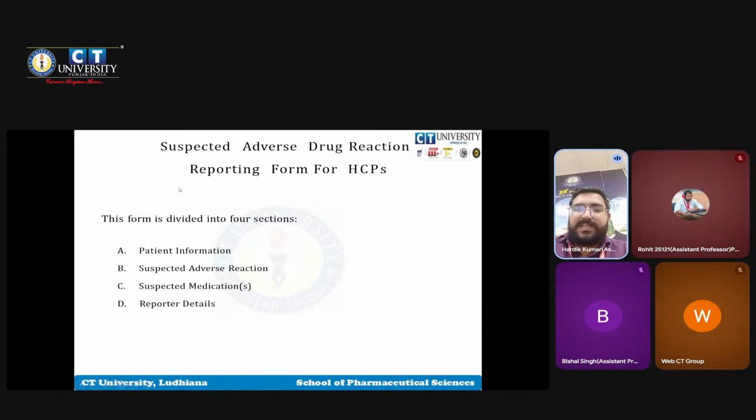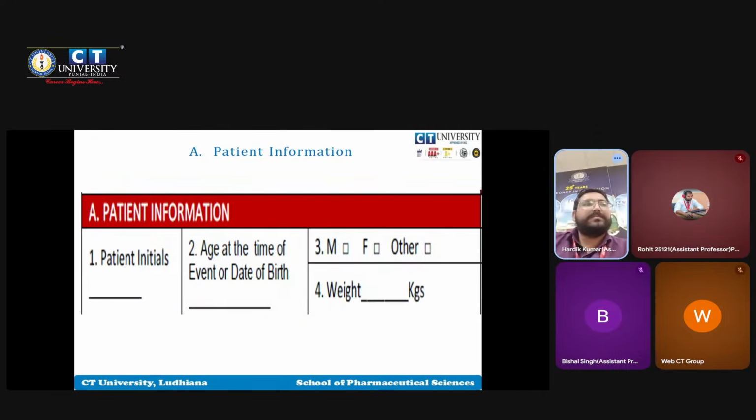Yes. In this, there is the ABCD column, which shows that the A column consists of patient information details, B consists of suspected adverse drug reaction, the C column consists of suspected medications, and the D column consists of the reporter details. Next slide, please.